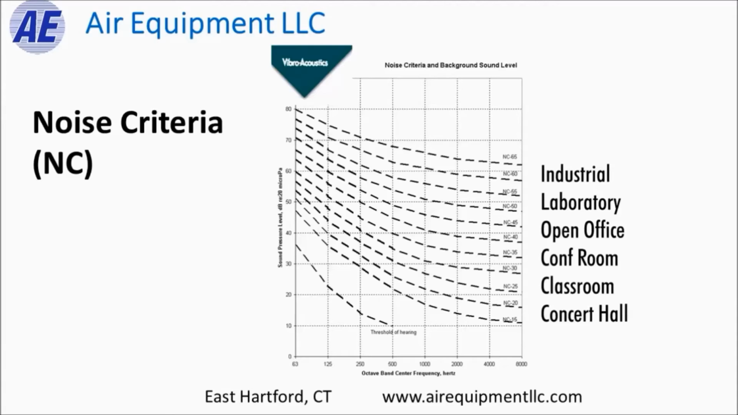And depending upon the use of the space, we will know what NC level is appropriate and acceptable. For concert halls, of course, we need it very, very quiet. That's in the NC 15, 20, 25 range. Classrooms must be in about the 25 to 30 range. Office space can be 35 to 40. Laboratories can be higher. And of course, industrial areas are often much higher than that.